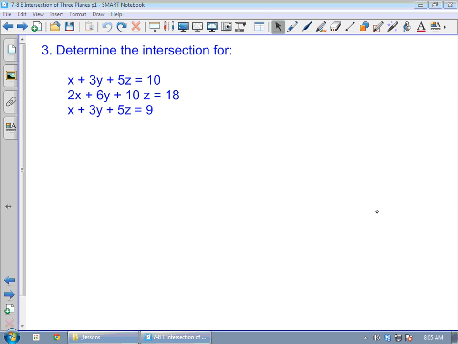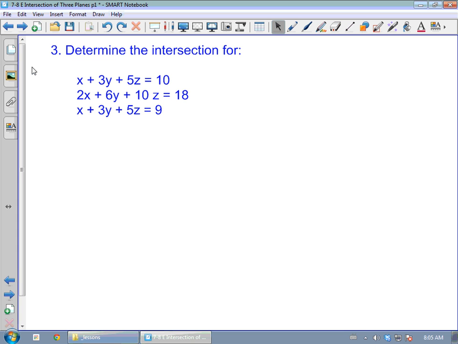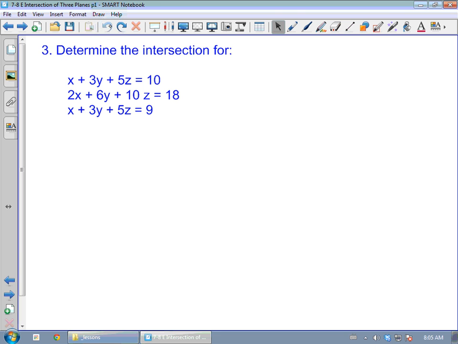So let's take a look at these two questions that we didn't have time to finish in class. Number 3 here, again, we're just determining the intersection for, and we're given our three equations for our three planes. So I'm just going to label these plane 1, plane 2, and plane 3.